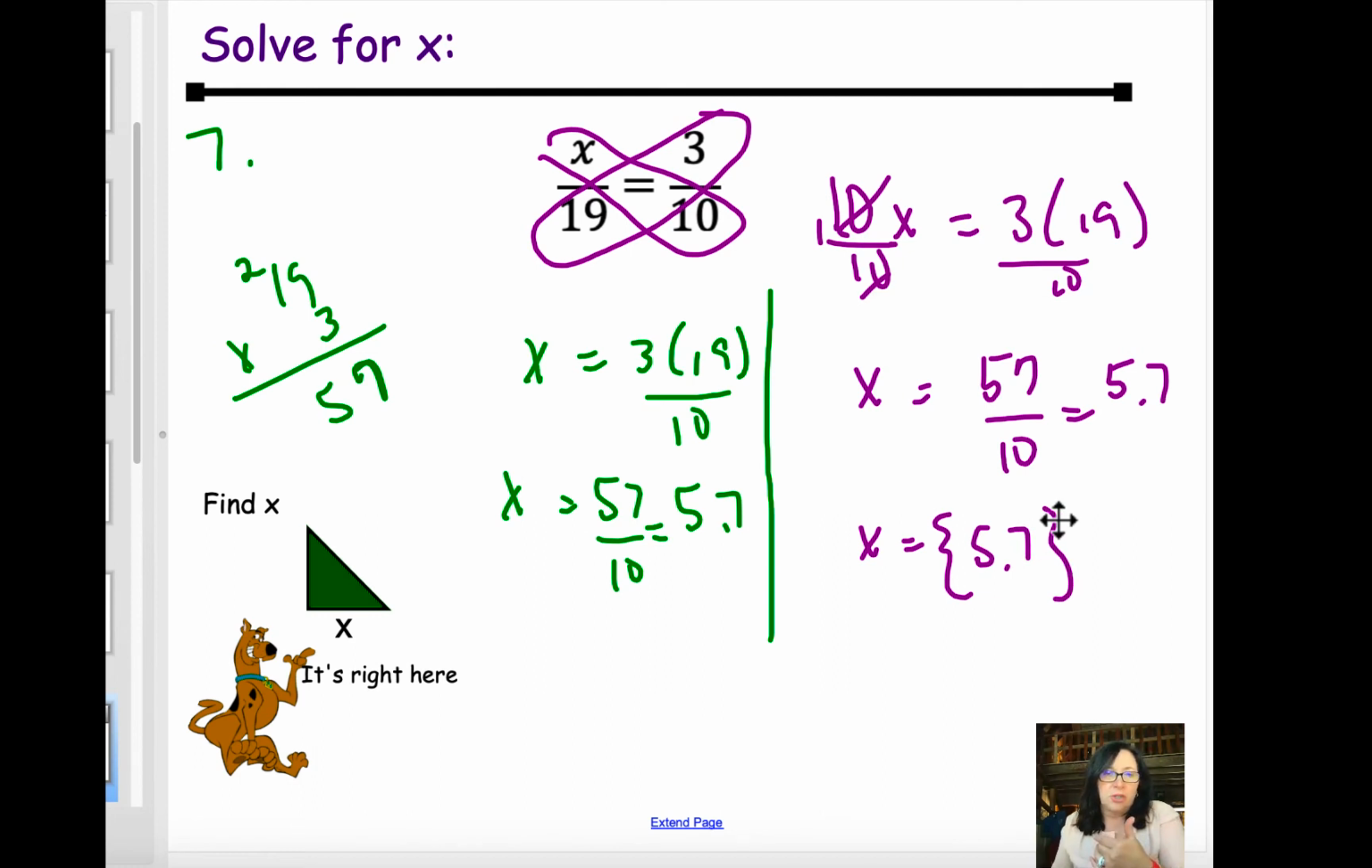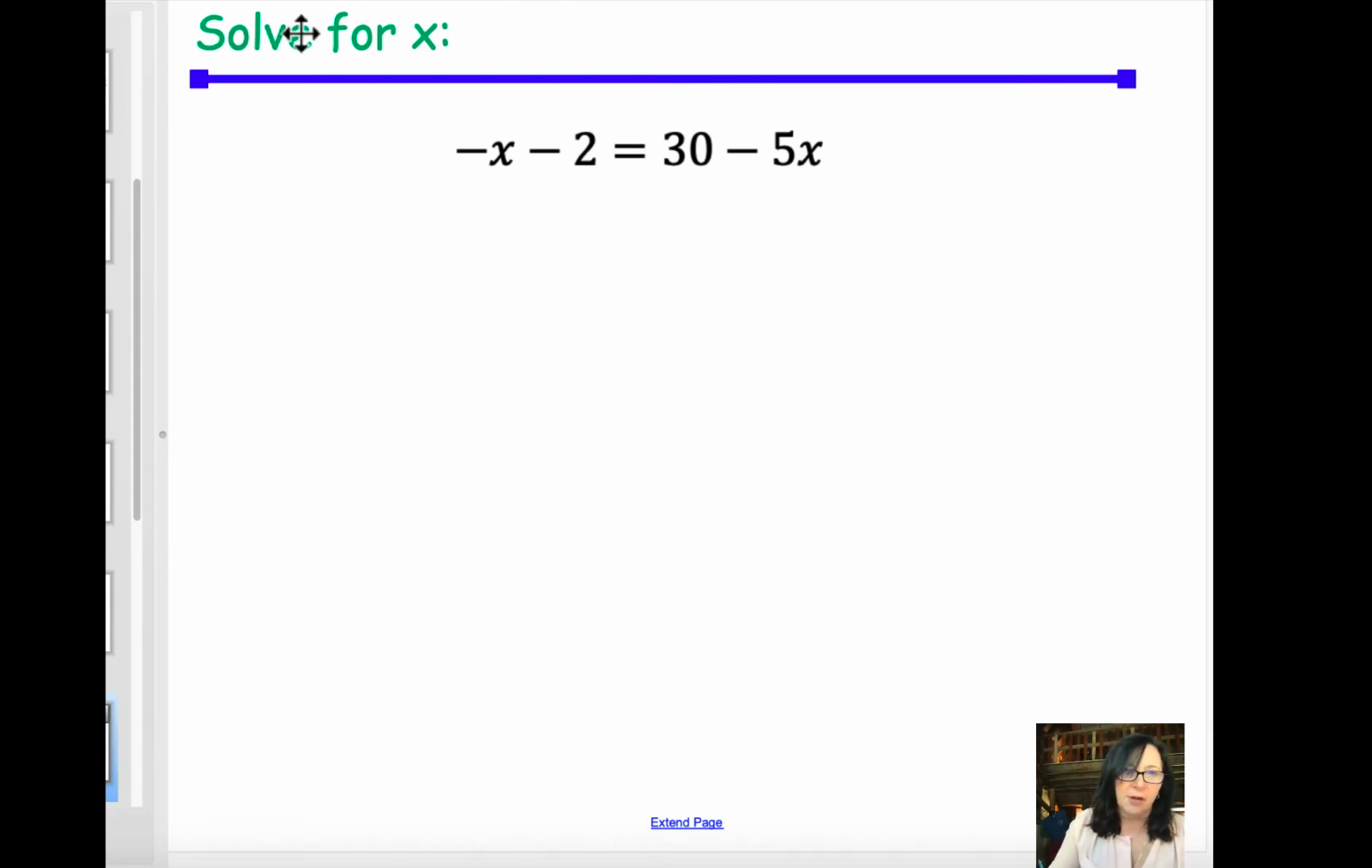Do you want to solve by cross multiplying, or would you just like to multiply by 19 on both sides so that you can isolate that value? That's your choice. For this problem here, I believe is number 8.